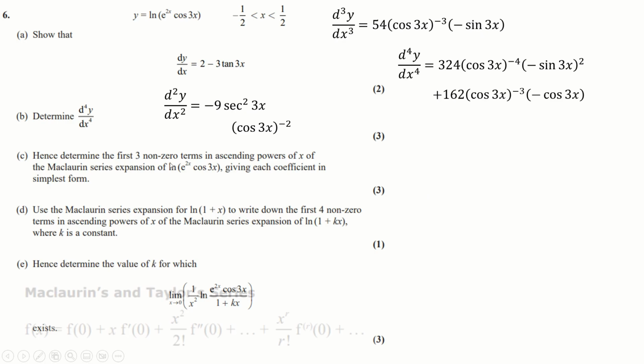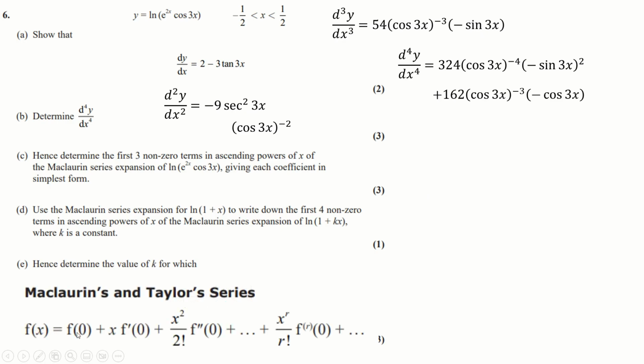Good. First 3 terms of the Maclaurin series. So this is the Maclaurin series here. So we need to work out f of 0, which is just e to the 0 is 1, cos of 0 is 1. So this is just log of 1. f dashed of 0, tan of 0 is 0, so that's just 2. f double dashed of 0 is this. Now cos of 0 is 1, which is just still 1 times minus 9 is minus 9.